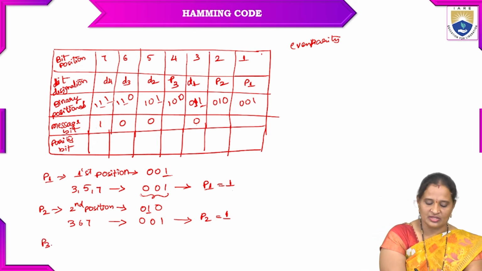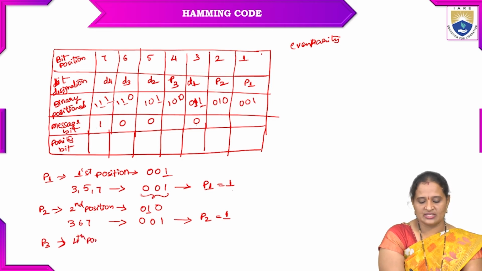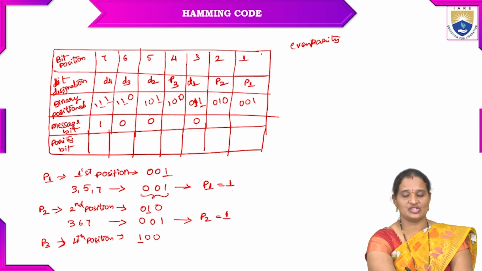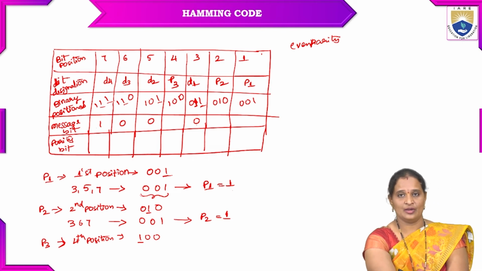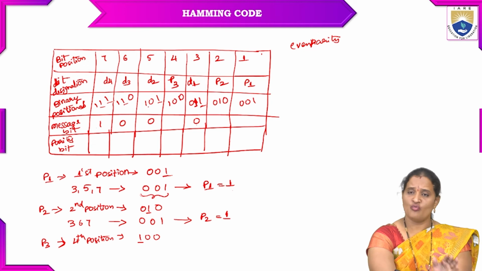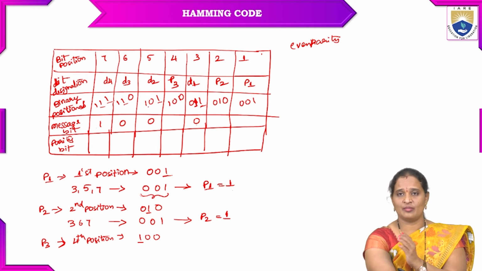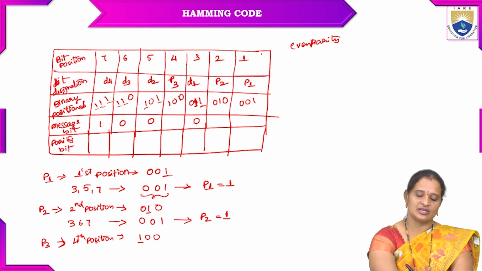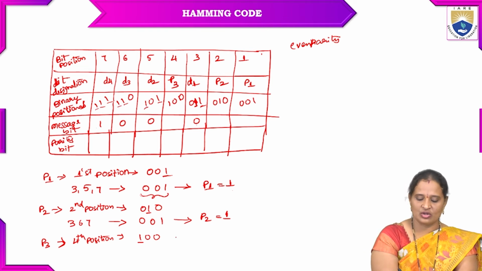Now coming to P3. It is in the fourth position. What is the binary equivalent of the fourth position? 1, 0, 0. So it has received its MSB as 1. Now check for all the combinations other than P3 which have their MSB as 1, whatever the other bits may be. If it has MSB as 1, just consider it. So 5, 6, 7 also have MSB as 1.